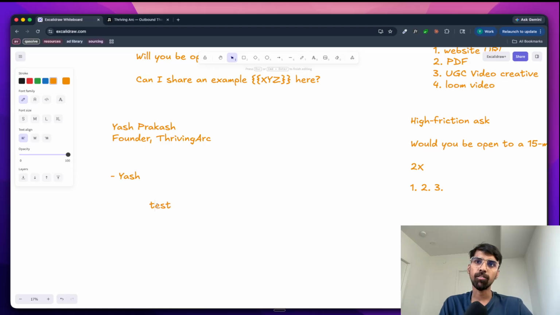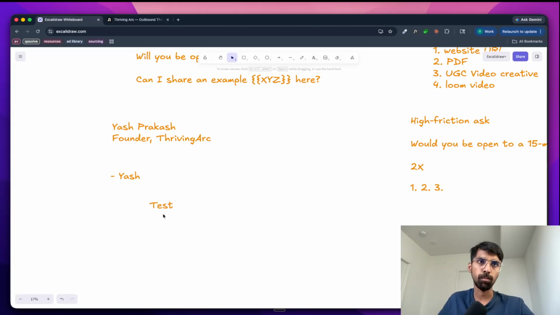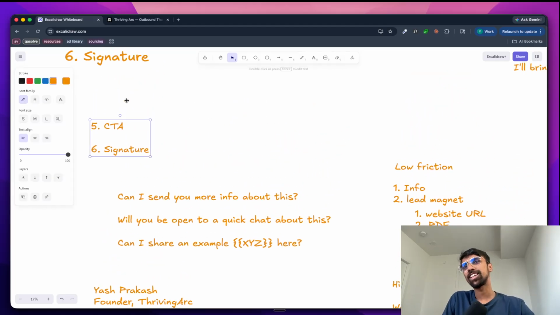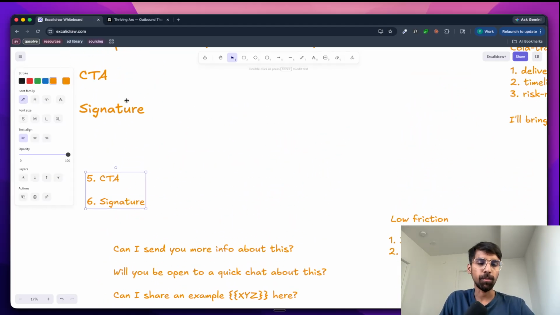Testing is one of the best things about cold outbound. You can test 3 to 5 different offers, all on a rotating basis every single month, and just discover that one offer works way better than the other offers, and many times you will be surprised. I have been surprised so many times, and you will be surprised as well. So this is all about CTA and signature that I wanted to talk about.